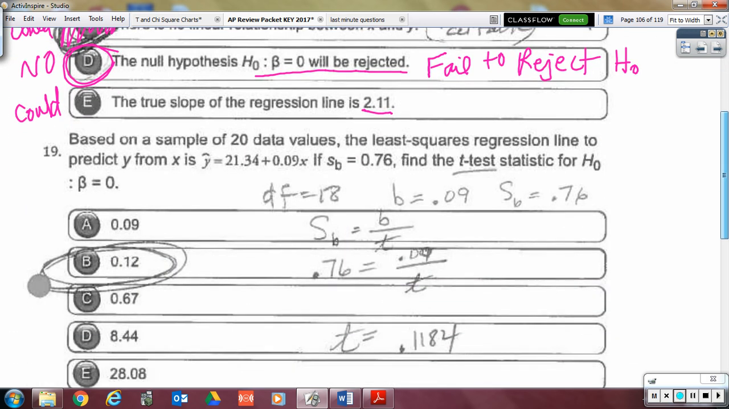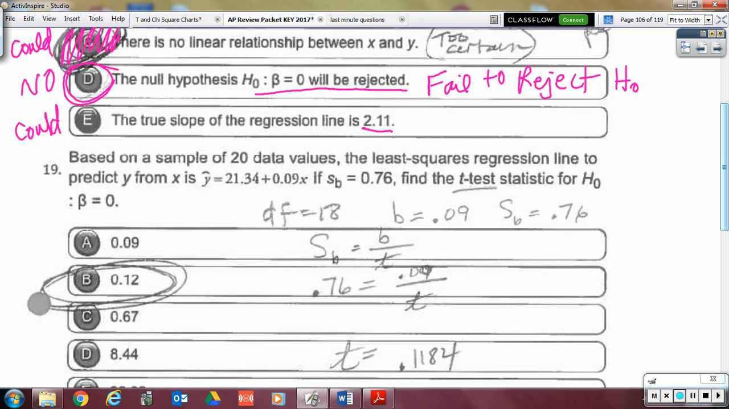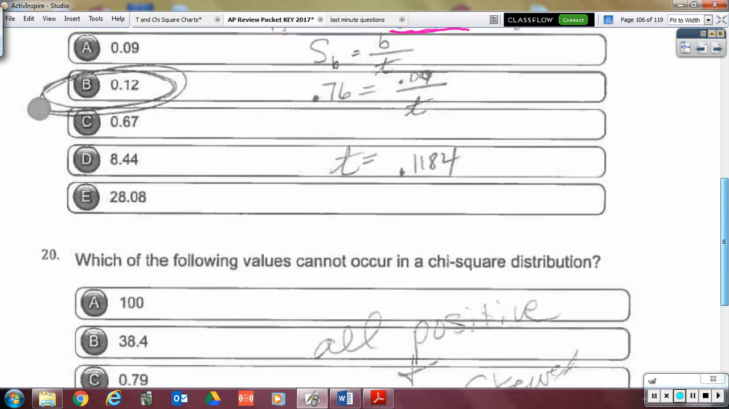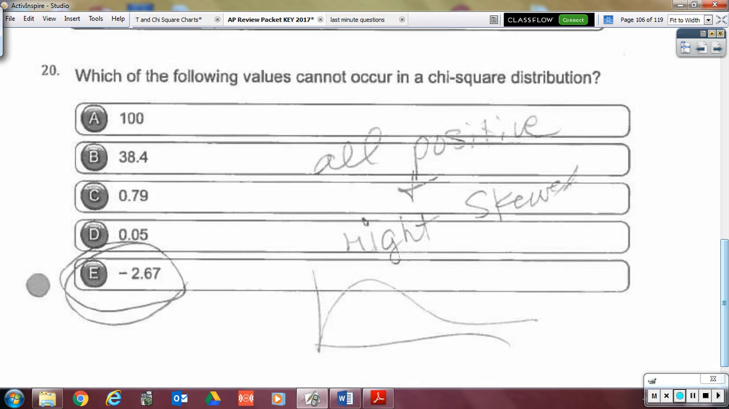All right. Here's another one where they give you T, find the T. They give you S of B. What's this little 0.09 right here? Yep, that's the sample slope right there. That's the B. So you have B, you have S of B, you can find T. Okay, all right, moving on, number 20.